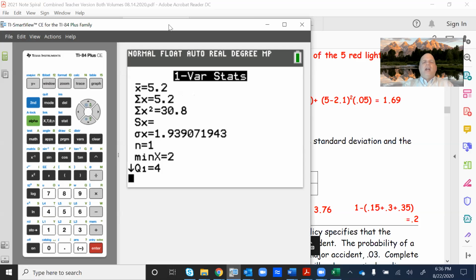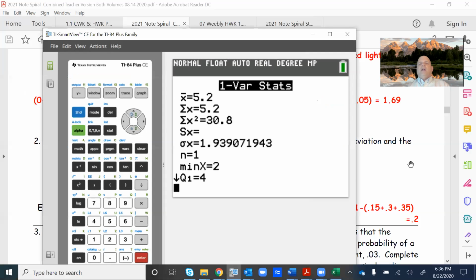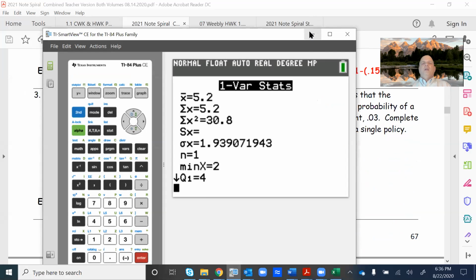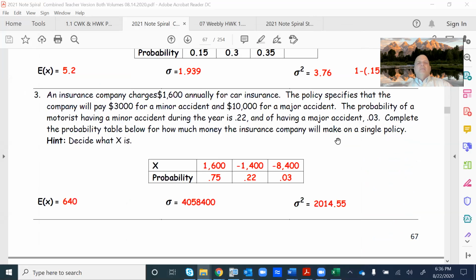And I find out that I have an average of 5.2, a standard deviation of 1.939, and if I square that standard deviation, it's about 3.76. Depending on your rounding, and I'm not too concerned about the rounding at this point. Okay, last one. The last one's a bit tricky.